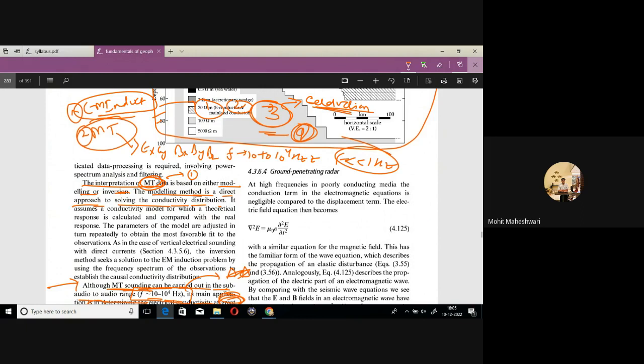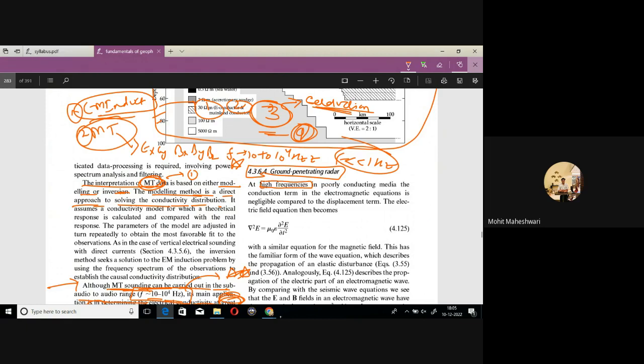The third and the last topic in the electromagnetic method is the ground penetrating radar method. This is also a very important method, the ground penetrating radar method. So the one thing that you will remember is that the ground penetrating method is used at high frequency.